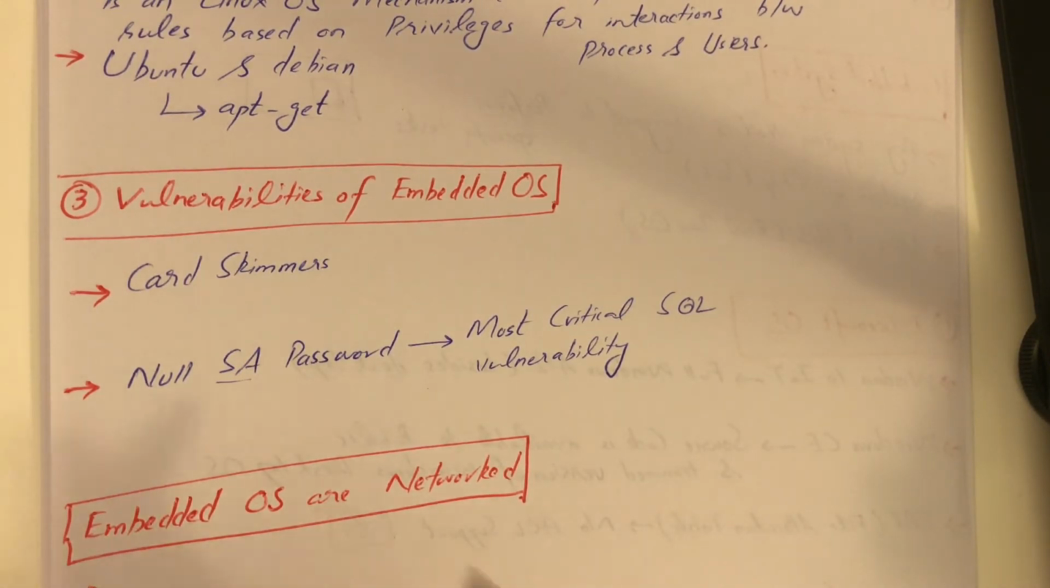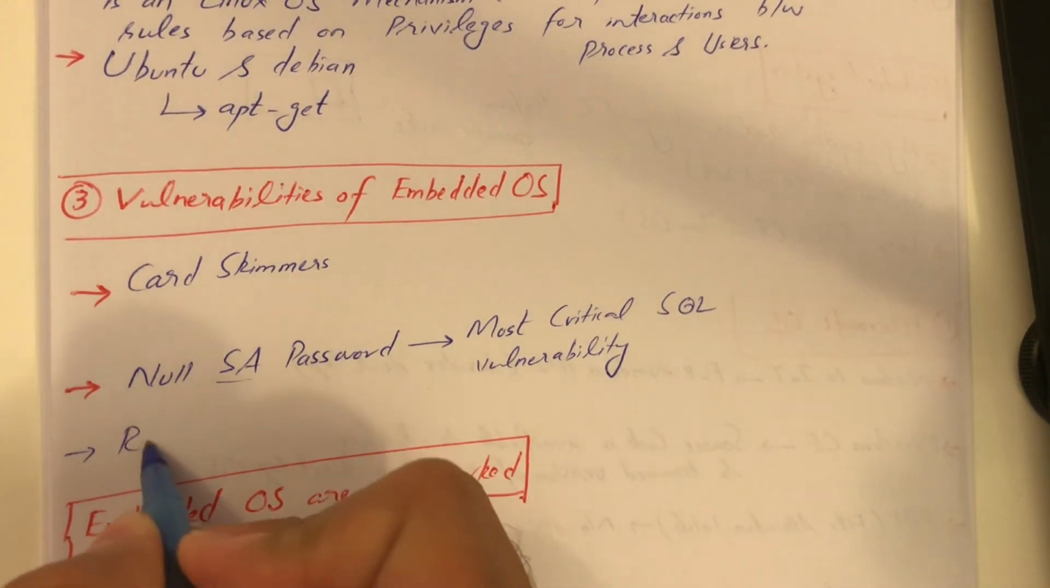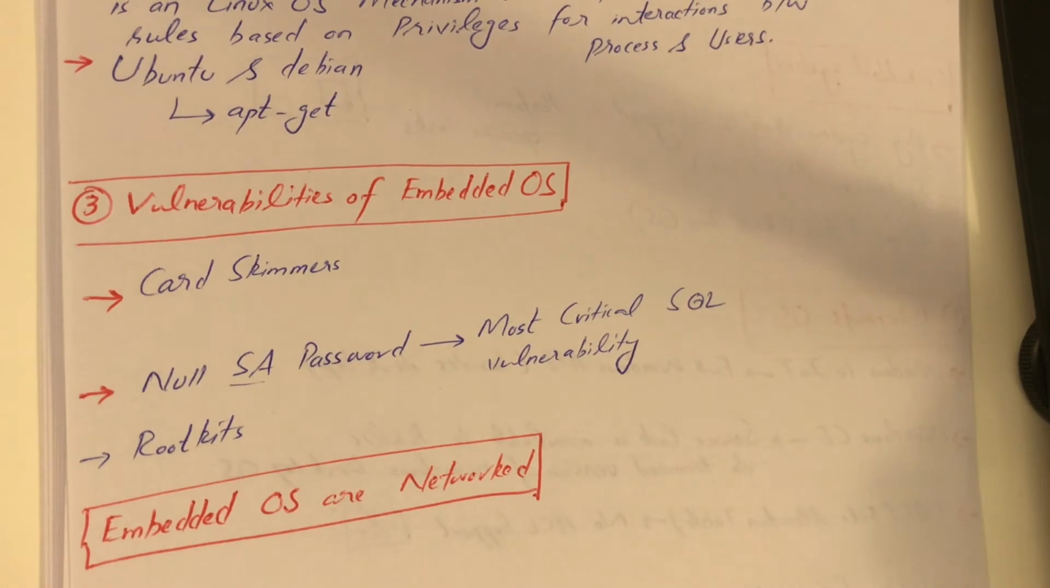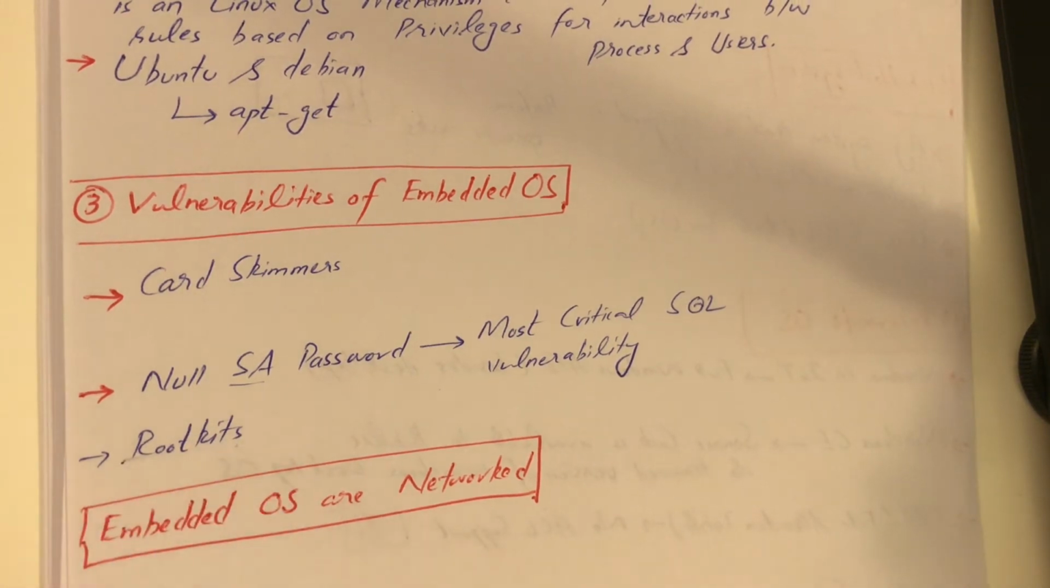There are many other vulnerabilities, but rootkits are the biggest problem of these embedded operating systems, because they modify the operating system files, and whenever the chip or device reboots, these rootkits also get triggered.